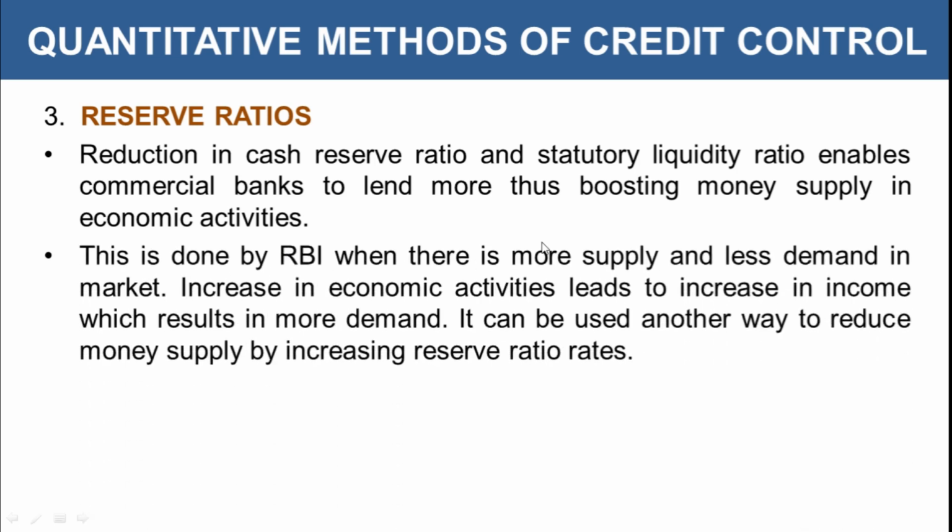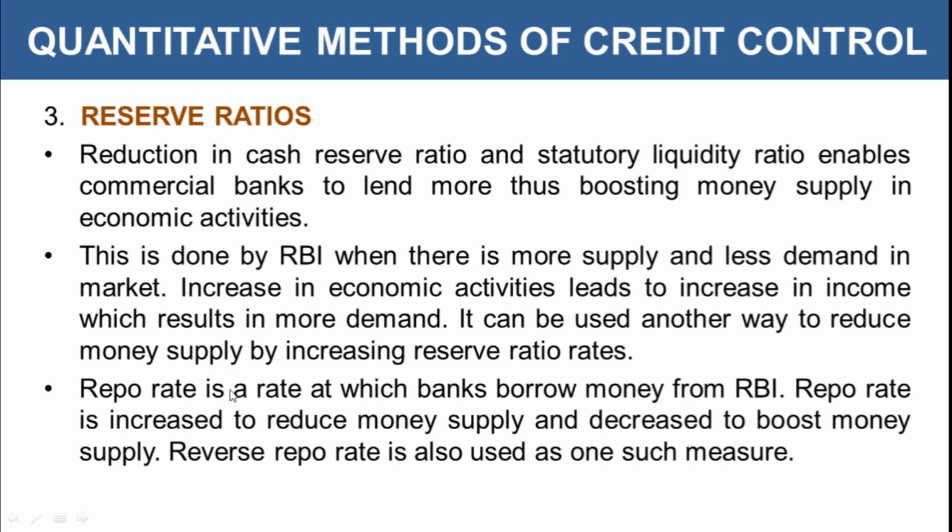This is done by RBI when there is more supply and less demand in the market. An increase in economic activities leads to an increase in income, which results in more demand. It can be used another way to reduce money supply by increasing reserve ratio rates. So I already mentioned that reserve ratio rates can be increased or decreased to control money supply and to ensure the balance in the economic situation.